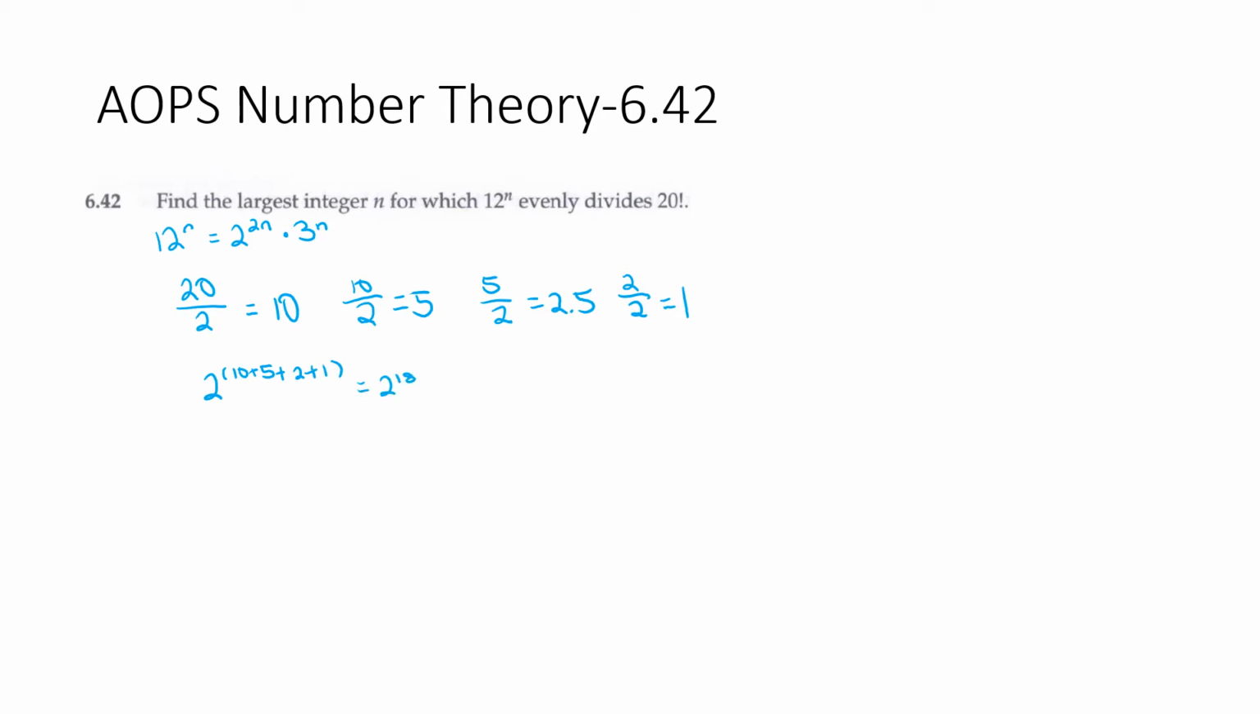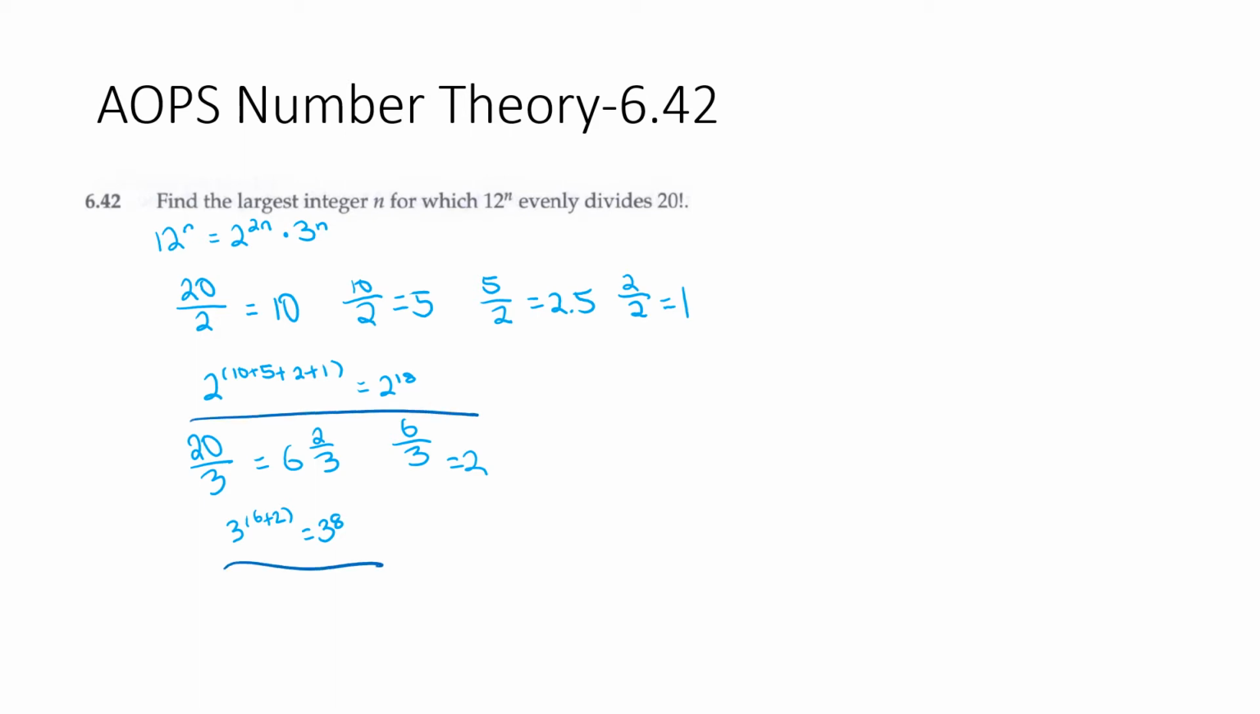So then we find the largest power of 3 since it's 3^n. So 20 divided by 3 is equal to 6 and 2/3, and 6 divided by 3 is equal to 2. So the largest power of 3 that divides factorial 20 is 3 to the power of 6 plus 2, which is equal to 3 to the power of 8. So, let me just underline that.